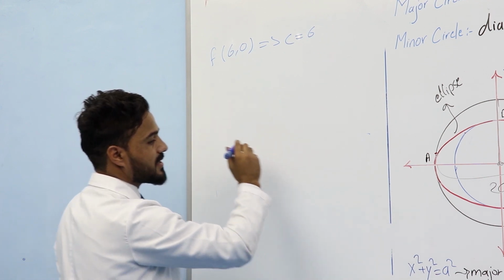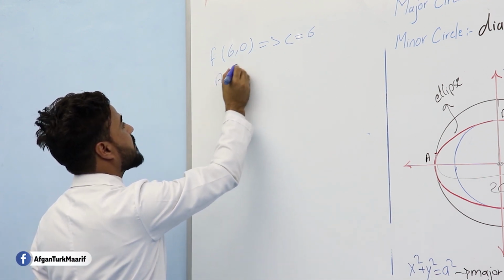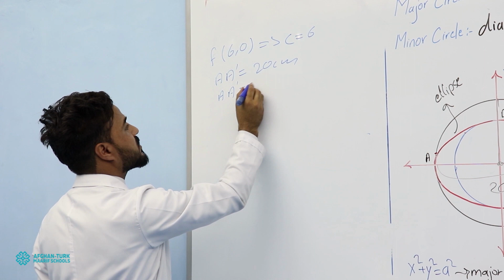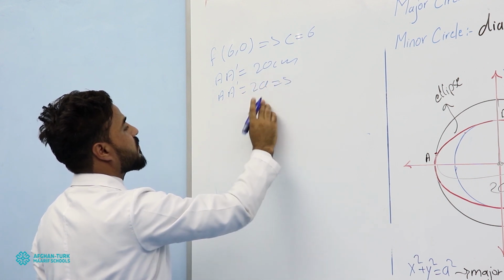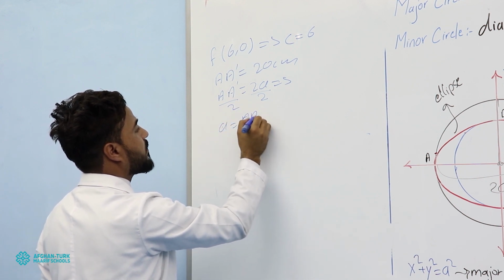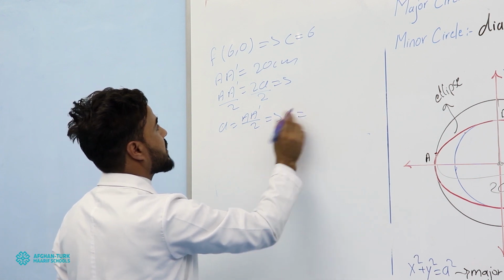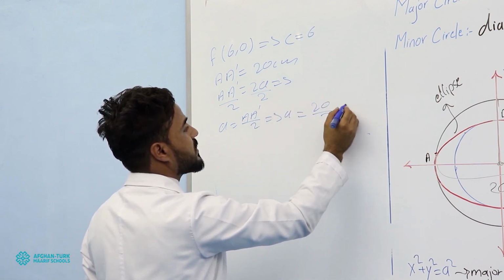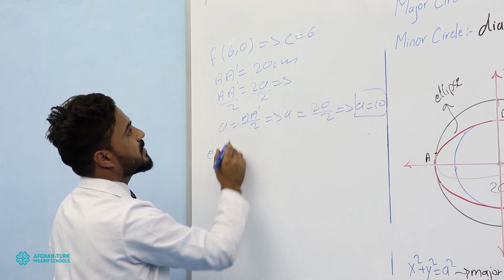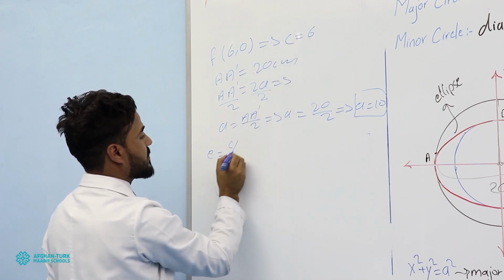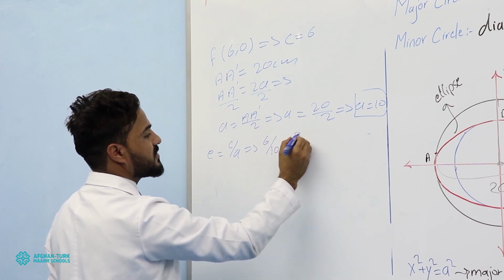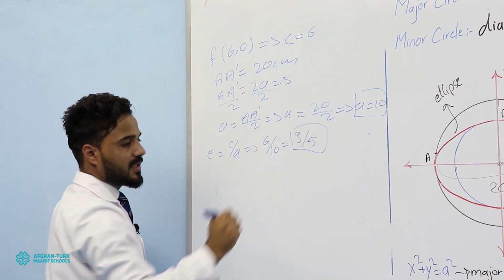So the question asked us, find the eccentricity. So in here we have major axis is equal to 20. A prime is equal to 20 centimeter. So A prime is equal to 2A. So from here when we divide both sides by 2, A will be equal to A prime over 2. So A is equal to 20 over 2. A will be equal to 10. And also eccentricity is equal to C over A. So in here we have C which is equal to 6 divided by A is equal to 10 which is equal to 3 over 5. This is the eccentricity of that ellipse.